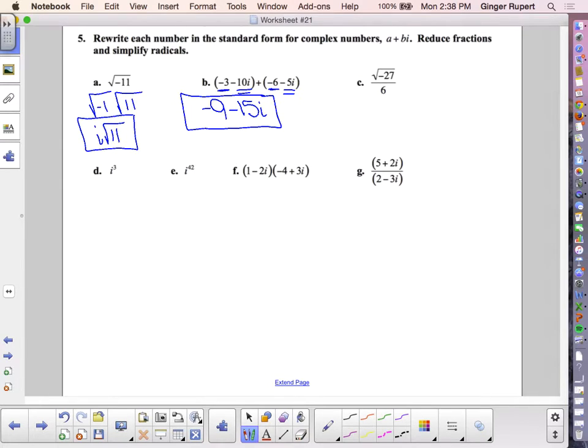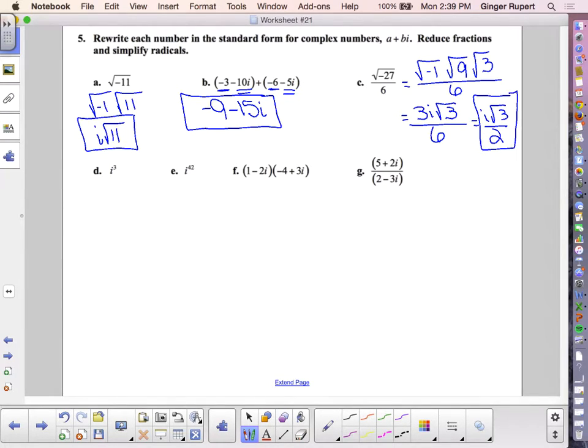C gives you the square root of negative 27 over 6. That will become the square root of negative 1 times the square root of 9 times the square root of 3 all over 6. The square root of 9 is 3. Square root of negative 1 is i. Square root of 3 is just root 3, all over 6. And then, because 3 is a factor of 6, I can reduce that to i root 3 over 2. And that is the answer for C.